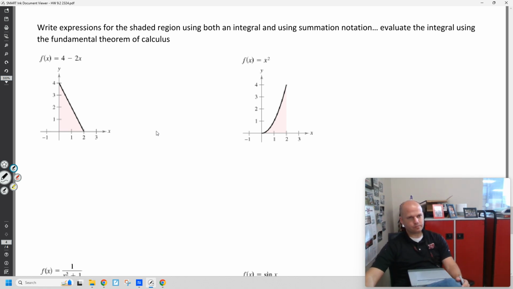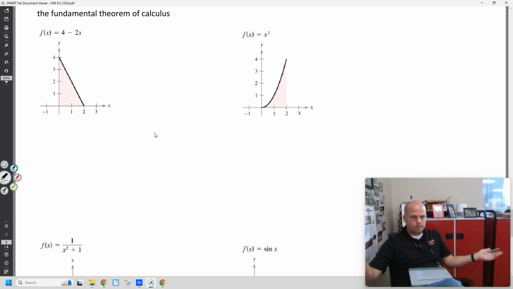Areas. If you wanted to find this area, you could use geometry. That's the first one because it's a straight line. Boom. Or you could tell your calculator to accumulate this.